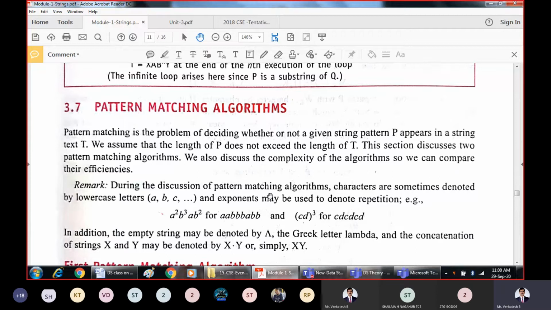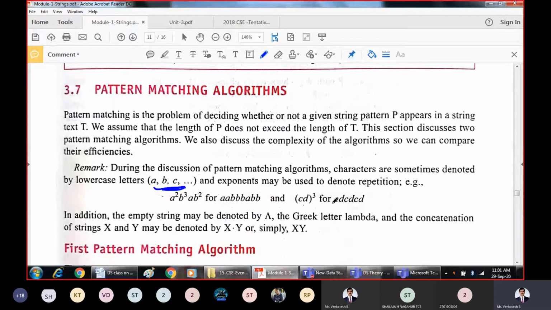During the discussion of pattern matching algorithms, characters are sometimes denoted by lowercase letters. Whatever these lowercase letters a, b, c are, we refer to them as characters, and we use them throughout our discussion. If some characters are repeating, they are represented in a compact way.